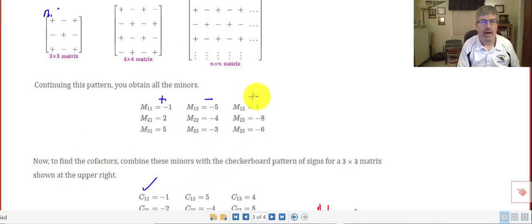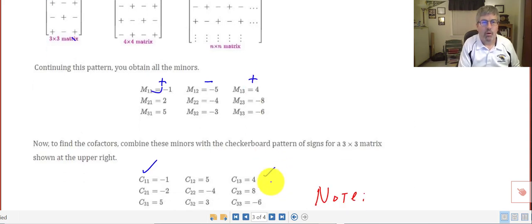And again, we follow the pattern. Positive of a +4 is 4. Now row 2, we're going to go negative, positive, negative. So the opposite of 2 is -2. Positive of -4 is -4. The opposite of -8 is 8.